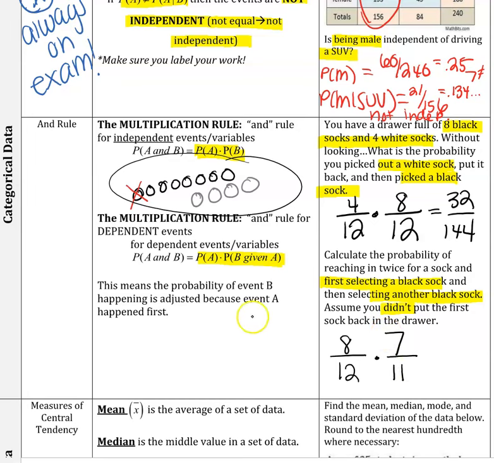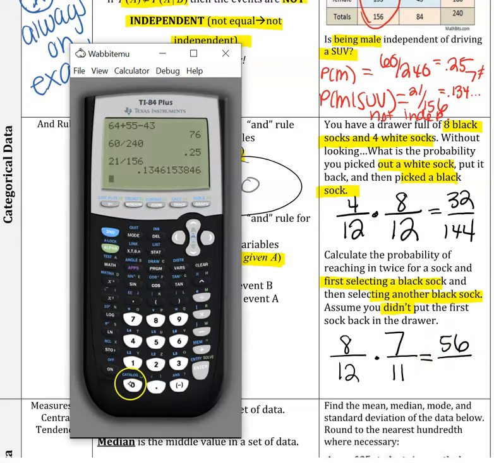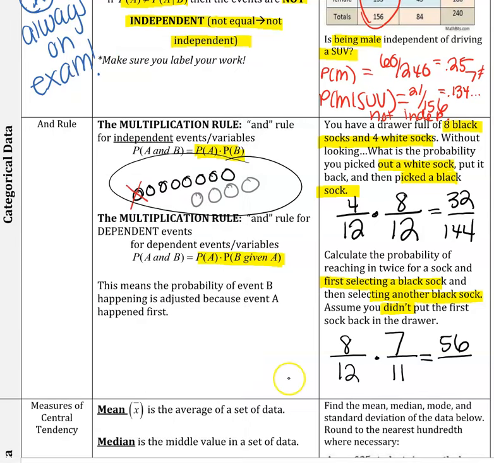And that's an example of me adjusting my probability of the second event because the first event impacted it, which is why these are dependent events. This one was dependent on the first one happening. That would be 56 over, I believe that's 132. I'm just double checking my math there. Yep, 132.